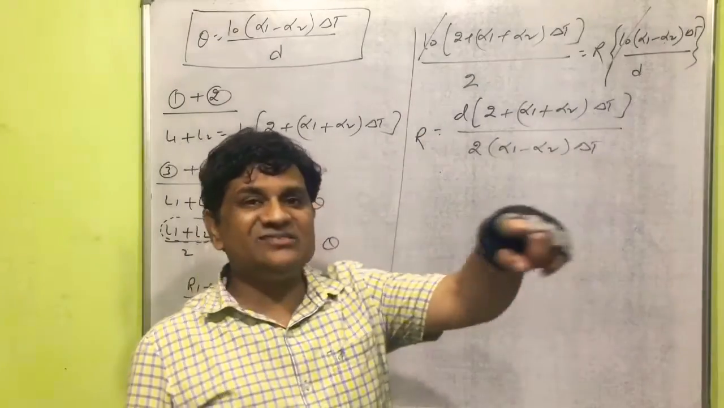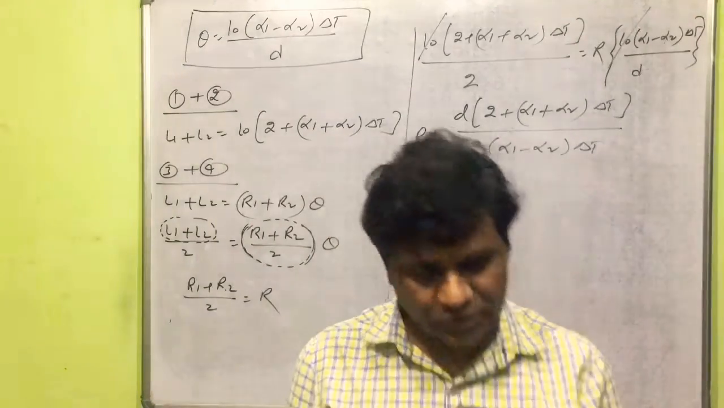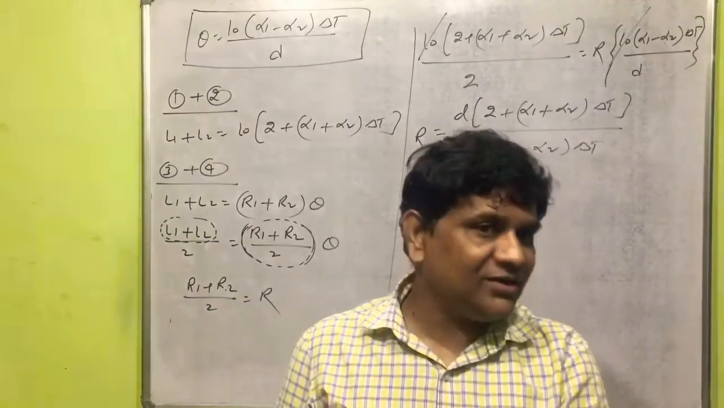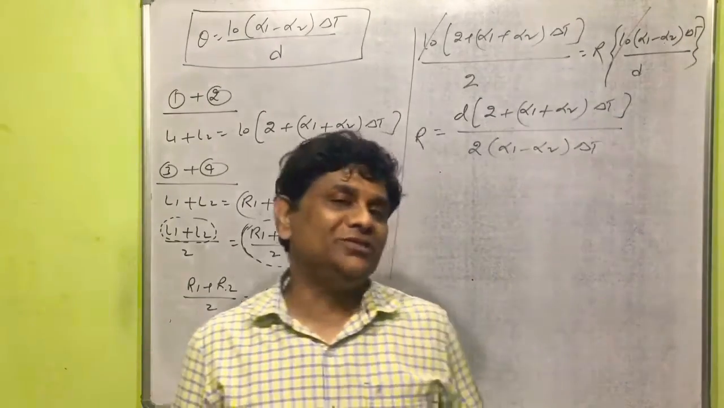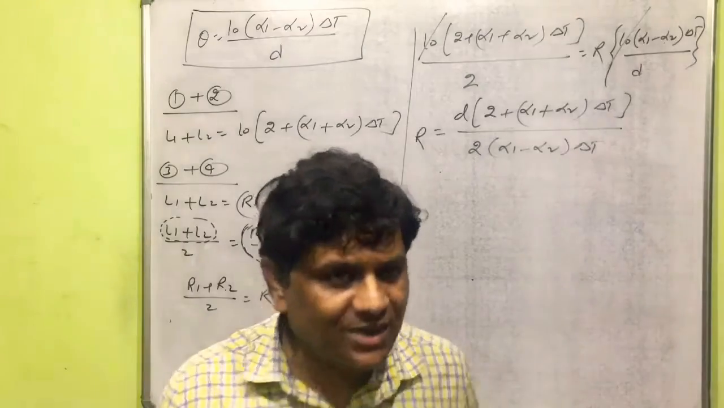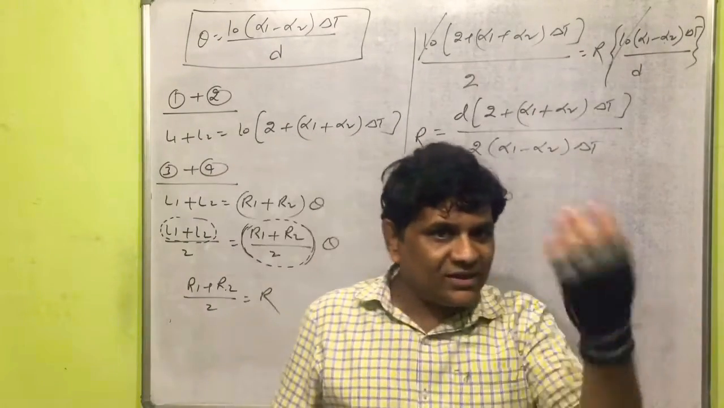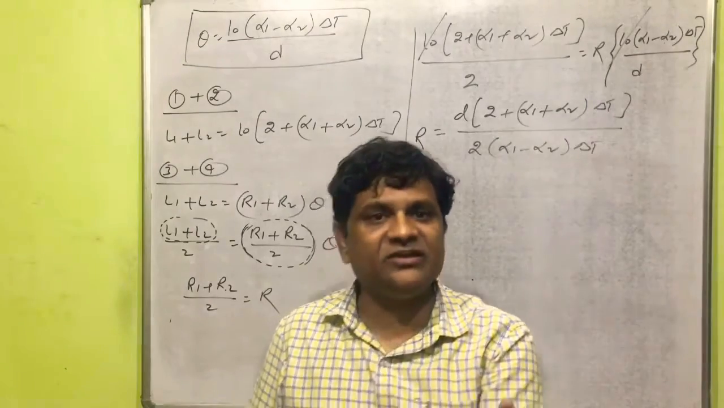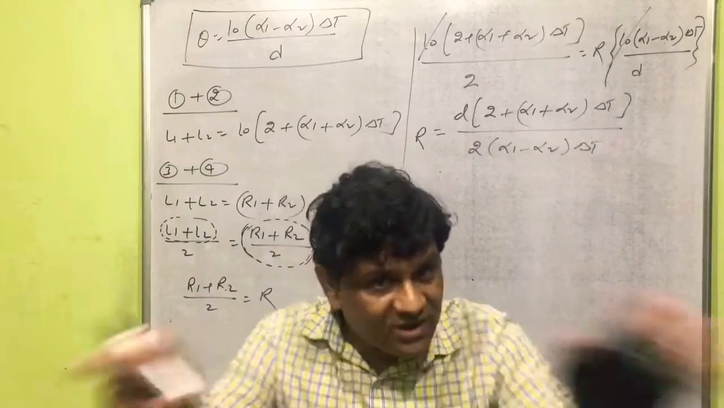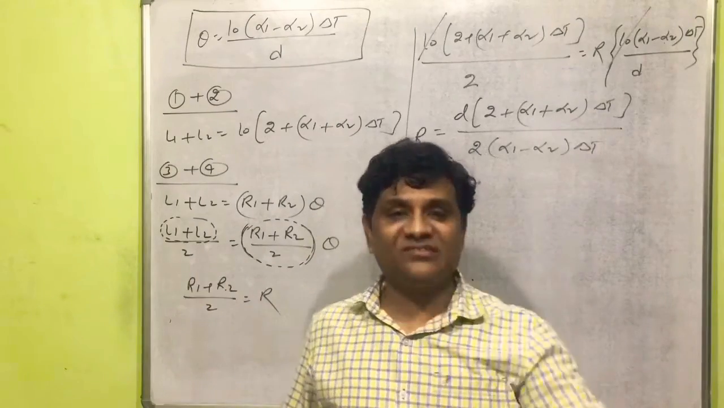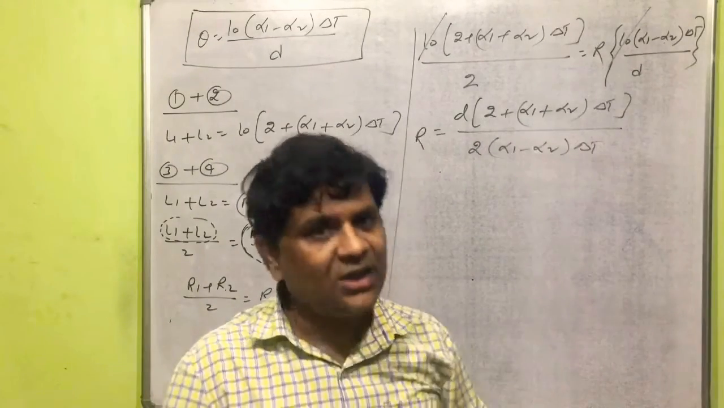This is the mean radius of a bimetallic strip. Now it should be clear here that the mean radius of a bimetallic strip does not depend upon the initial length. It is clear from here, L naught is cancelled. So either the initial length of the strip is L naught or 2L naught or 3L naught, the mean radius does not depend upon the initial length.